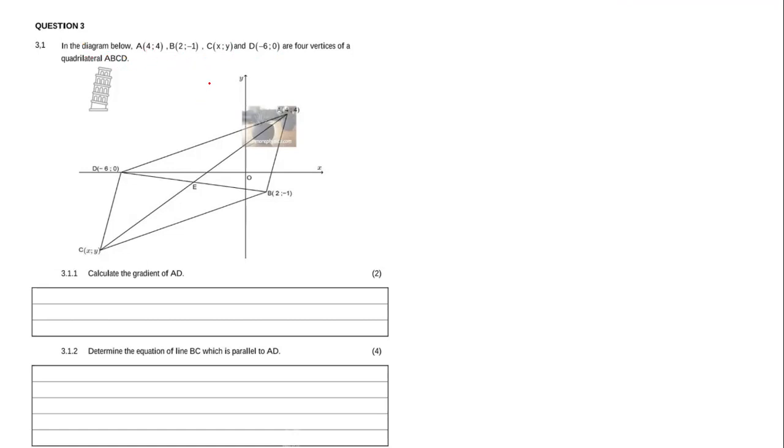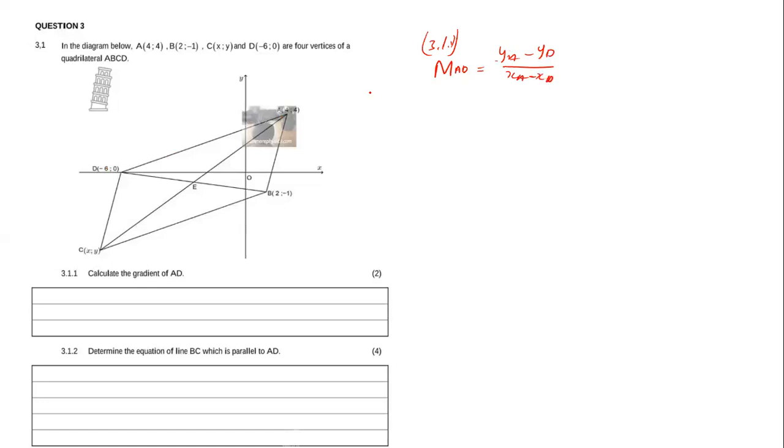To start with, we are not told the name of the quadrilateral. They just say it's a quadrilateral. It's not a parallelogram, because you are not told so, unless you have to prove it is a parallelogram. Now 3.1.1 says to us, calculate the gradient of AD. Where is A? Here is A. To determine the gradient of AD, you can just say gradient of AD will be equal to y of A subtract y of D, divided by x of A subtract x of D.